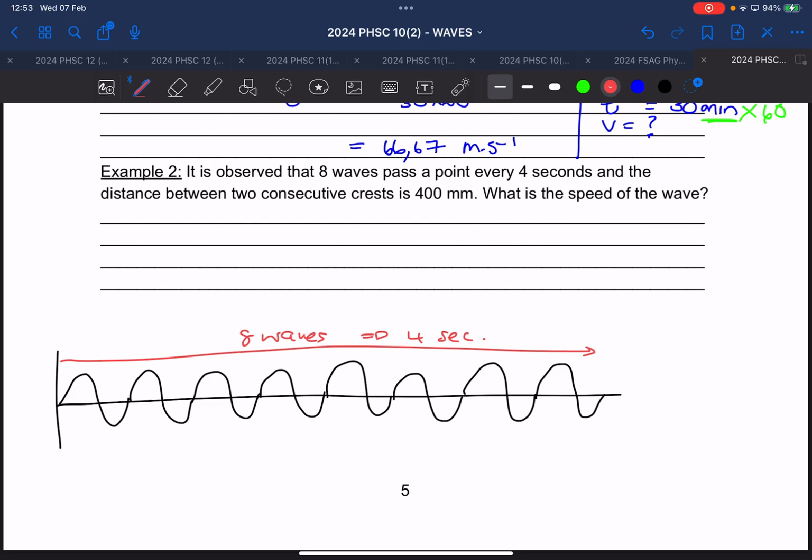Seconds, and then they say from one crest to the next, 2 consecutive crests, meaning from one crest to the next, that there is 400 millimeters. Now you can see I wrote this down in 2 different colors because this information goes together and this information goes together.